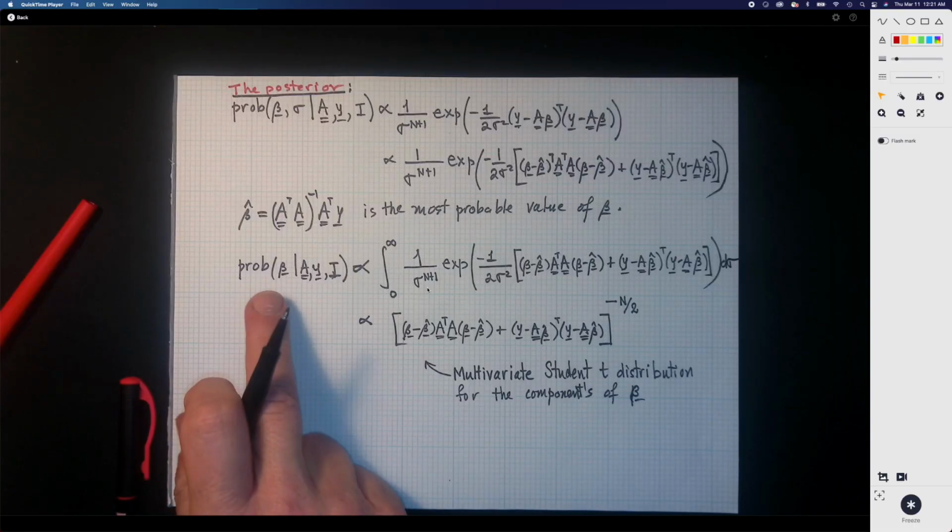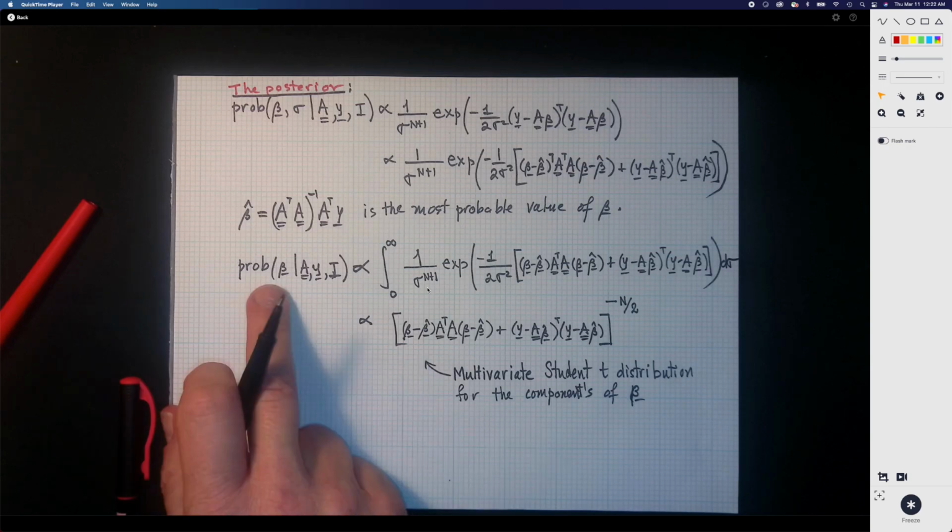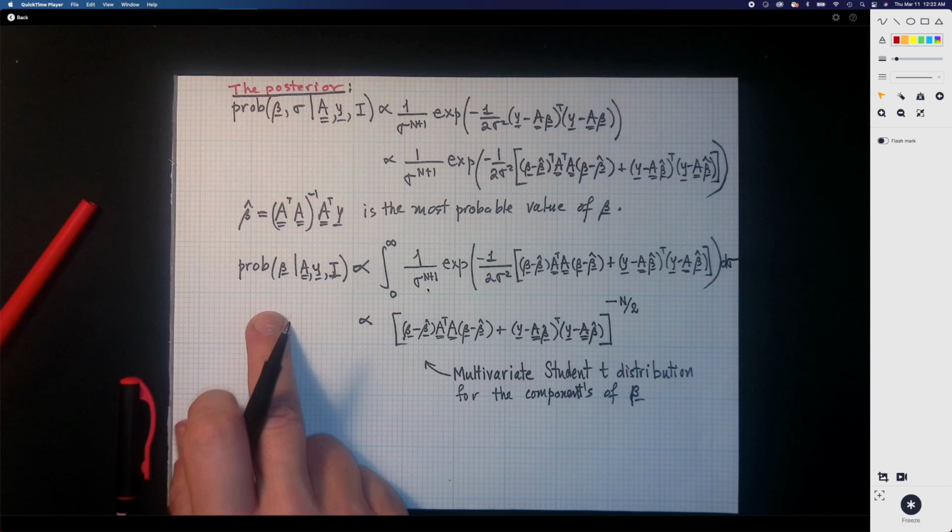It's also possible to integrate out one component of beta and get a univariate probability distribution for M alone or for B alone. But I think it's going to be enlightening to look at the joint distribution for the two components of beta, and we'll do that in the next video in MATLAB.